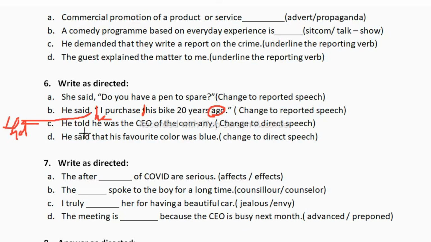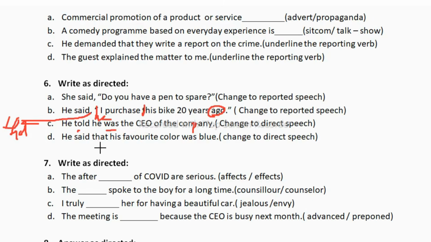Now next one, he told he was the CEO of the company. So students, this sentence is in indirect. You should change to direct. He told he was the CEO of the company. So was is there? It means it is the past. So you should change to present simple. So he said, I am the CEO of the company. Because it is past, you are changing to present. I am the CEO of the company.